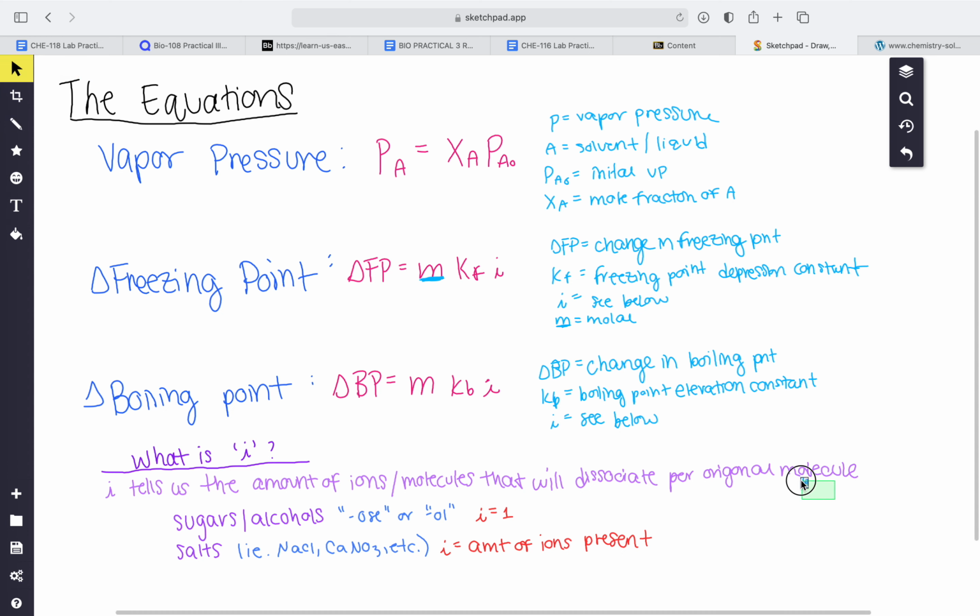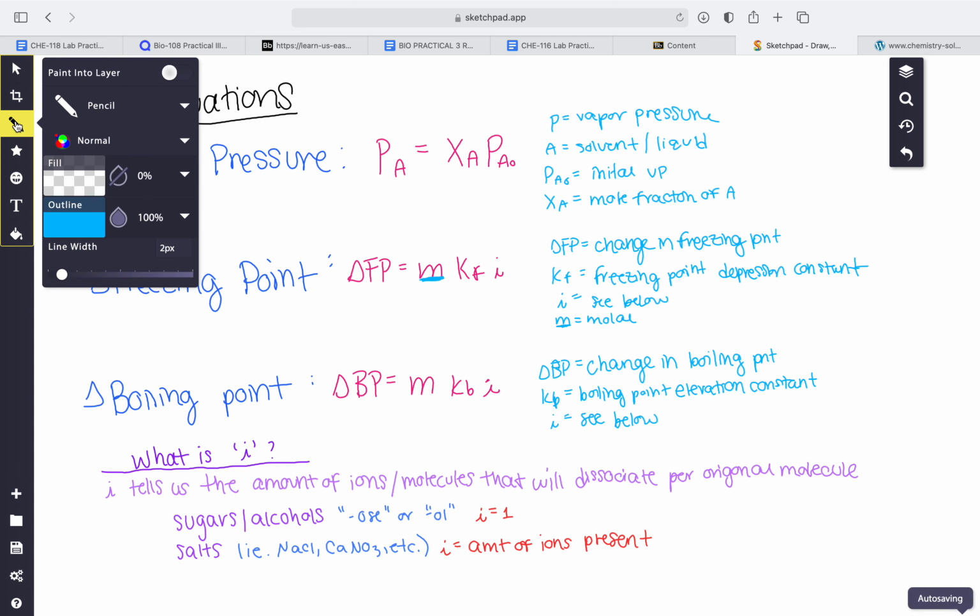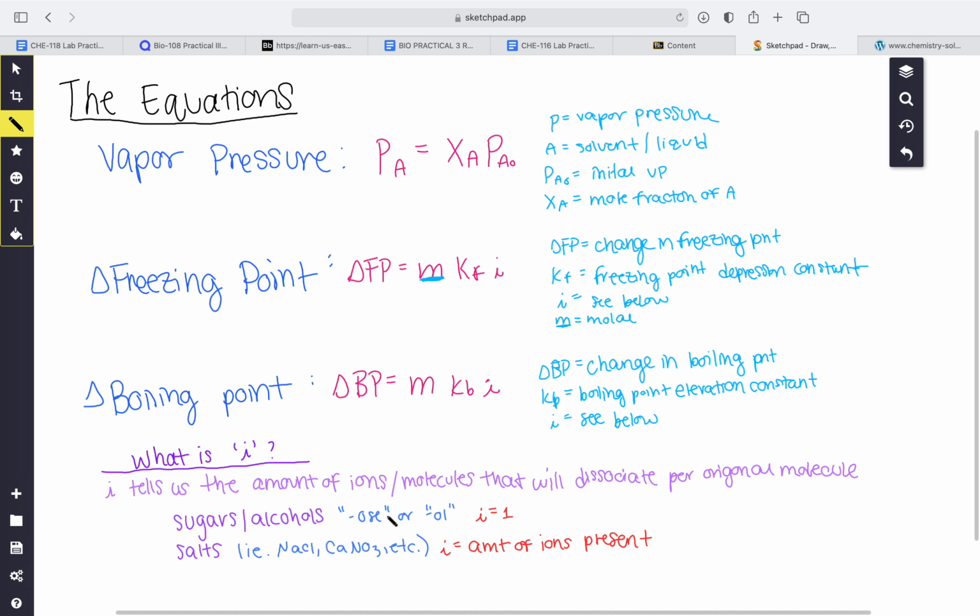And then we can look at how our salts are a little bit different from that. So that has to do, so this is all your oses and alls. All you're doing is breaking the intermolecular forces. So for salts, it's a little bit different.